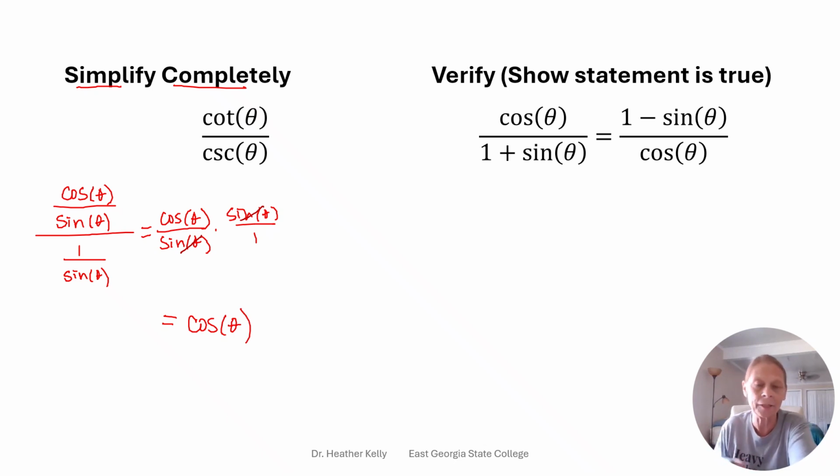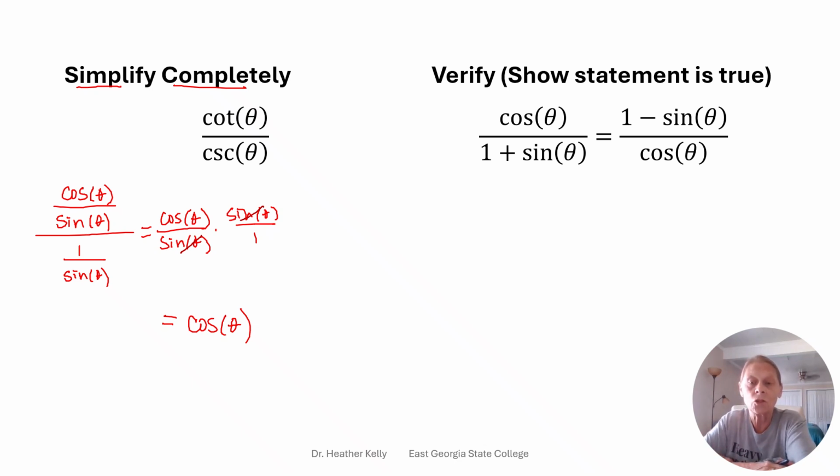Kind of get the idea? Okay, so the other thing that we're going to do in this particular section is also verifying identities. So in other words, you're going to show that the statement is true. And sometimes you work on one side and you get it to match the other side, because if they match, then it's true. And sometimes you just have to do something else to get a true statement out of it.